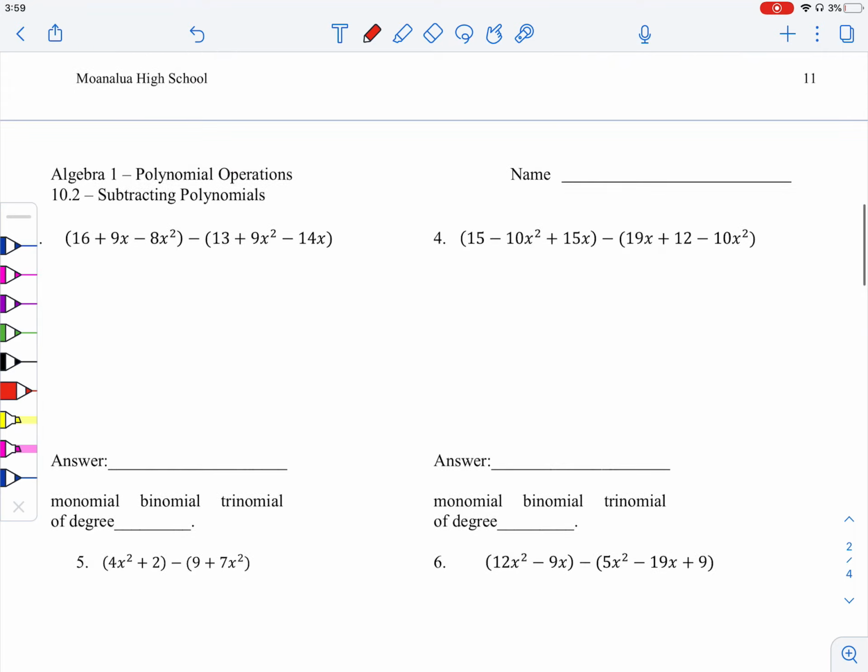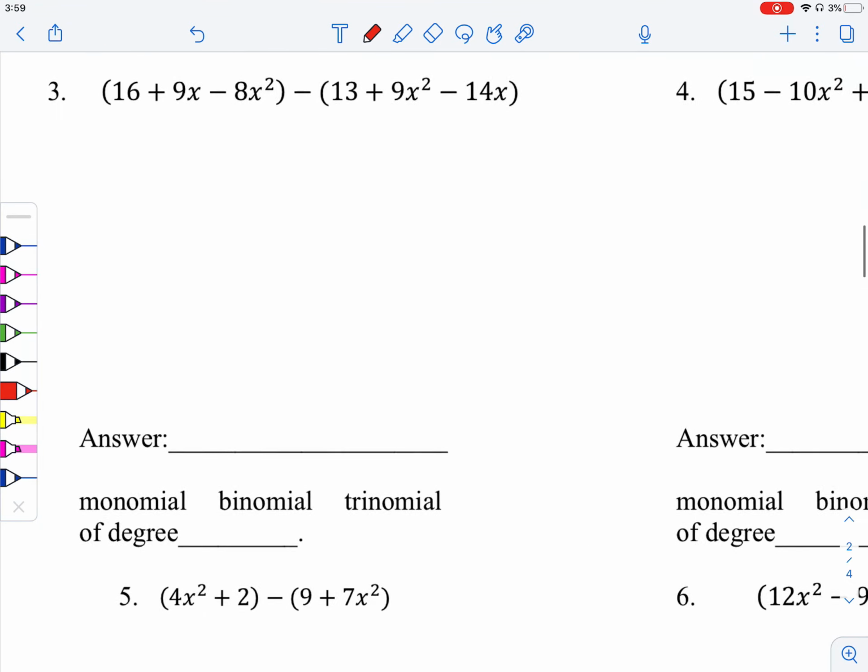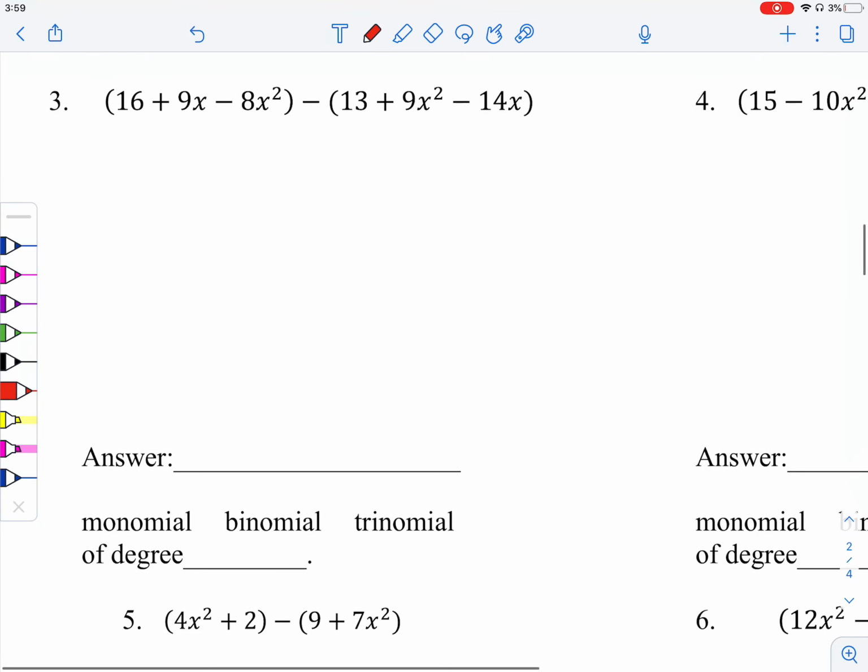Okay, let's do number 3. Same thing, we're going to line these up first, but we got to distribute, because it's a negative, right? So distribute the negative 1 there. So negative 1 times 13, negative 13. Negative 1 times 9x squared, negative 9x squared. Negative 1 times negative 14x, positive 14x.